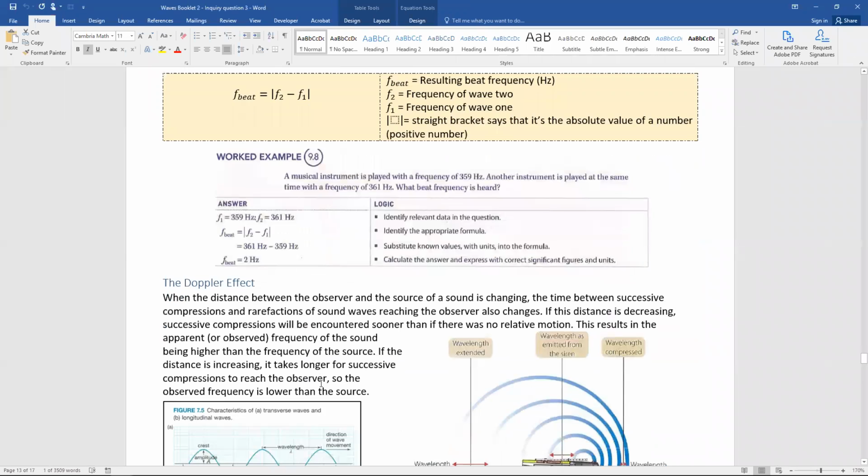Okay, here we've got an example question. A musical instrument is played with a frequency of 359 hertz. Another instrument is played at the same time with a frequency of 361 hertz. Sorry, what is the beat frequency in hertz? Nice and easy. 361 minus 359 has a difference of 2 hertz, right? And that is your beat frequency that you hear there.